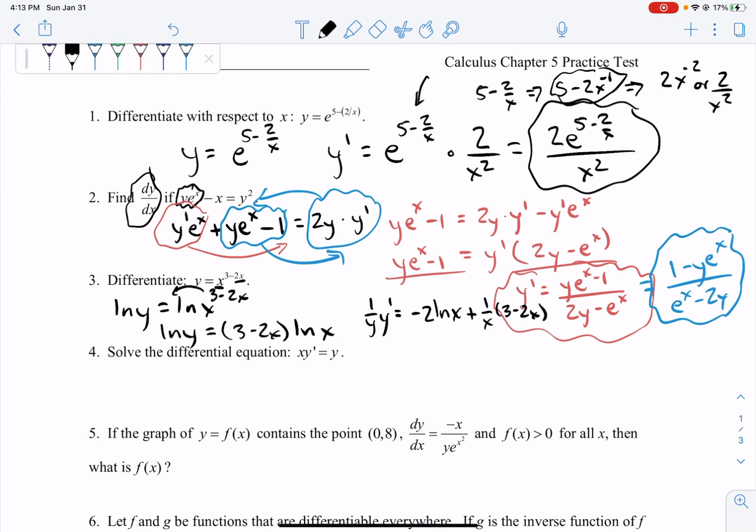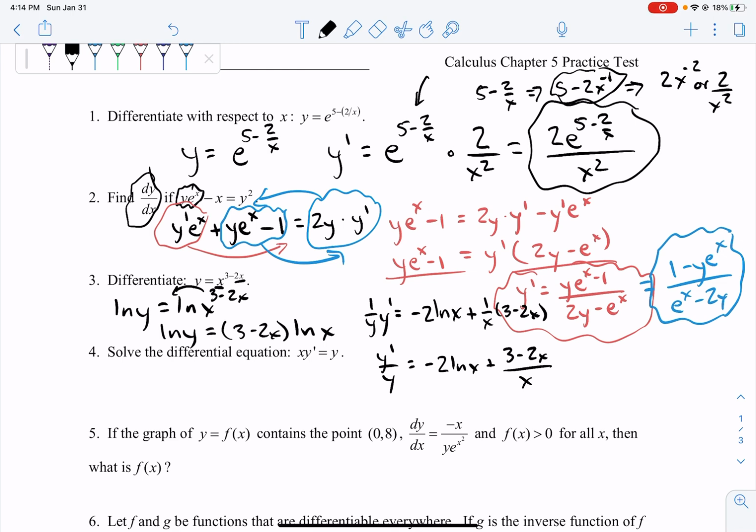So when I rewrite this, can we combine a couple steps at once? Let's not. Let's just do y prime over y equals -2 natural log x plus 3 minus 2x on top and x on the bottom. Okay, we are looking for y prime. We're not looking for y prime divided by y.